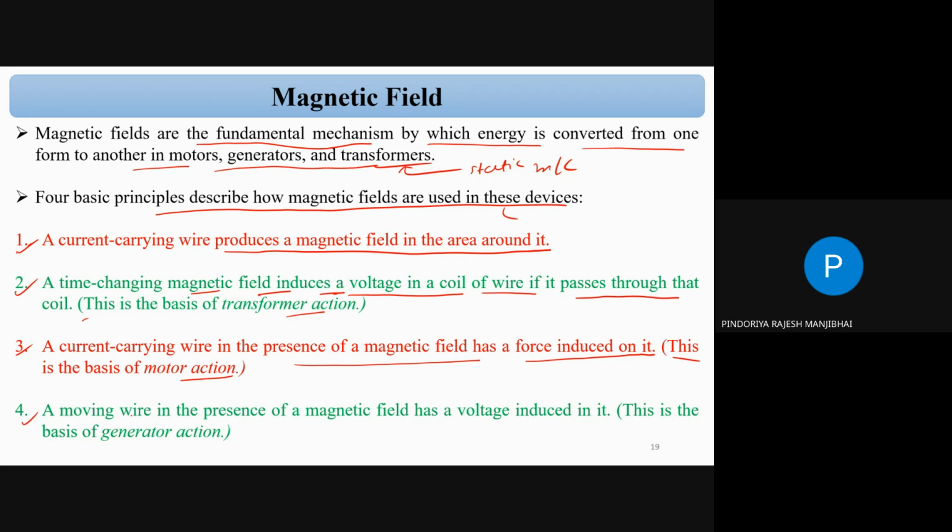Last one, the fourth one: a moving wire in the presence of a magnetic field has a voltage induced in it. So that is nothing but your generator, because we want the voltage in the case of the generator, but in the case of the motor we want the force, correct? So this fourth terminology is required. You can see a current carrying wire in the presence of a magnetic field produces a force, but a moving wire in the presence of a magnetic field has a voltage induced in it. Just reverse terminology for the motor and generator, correct?